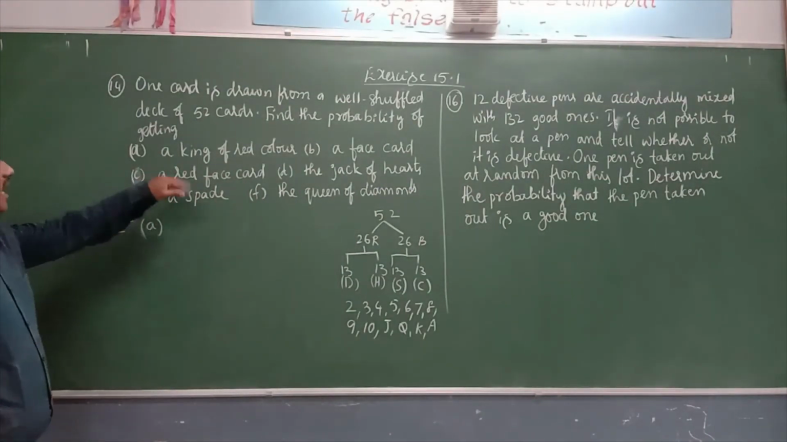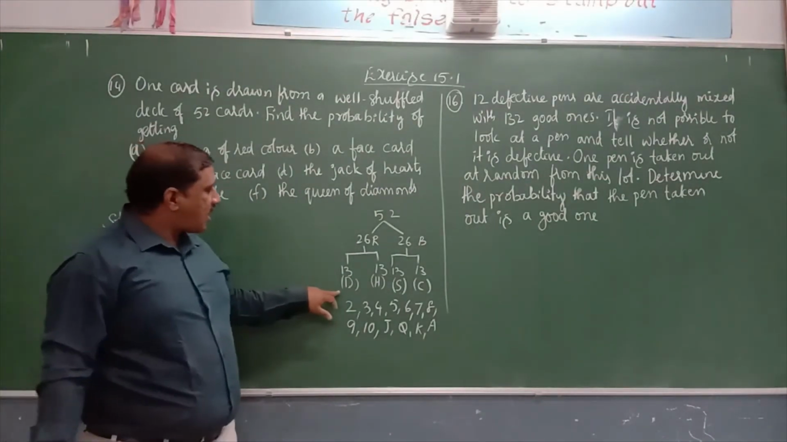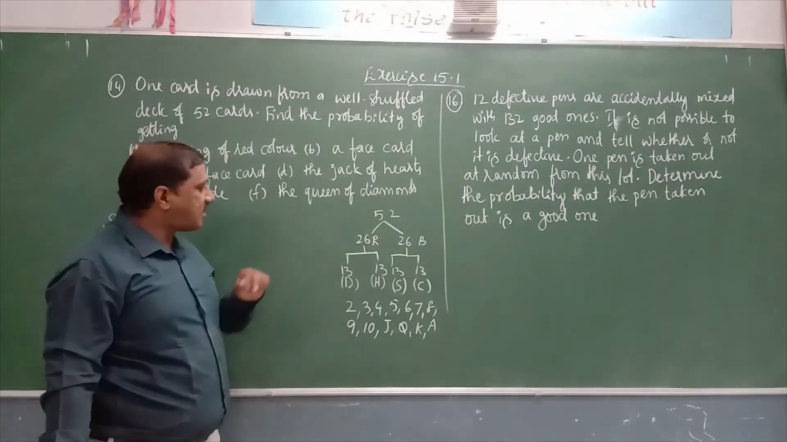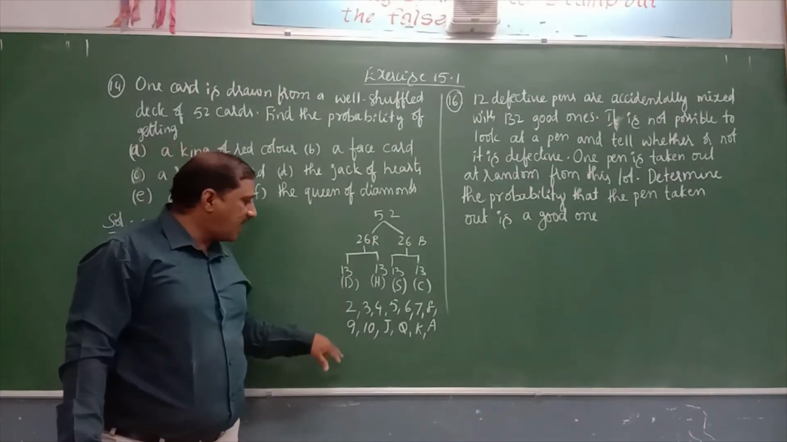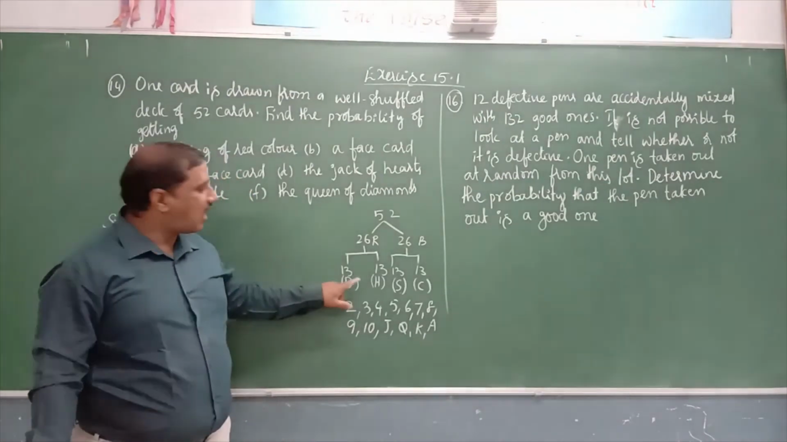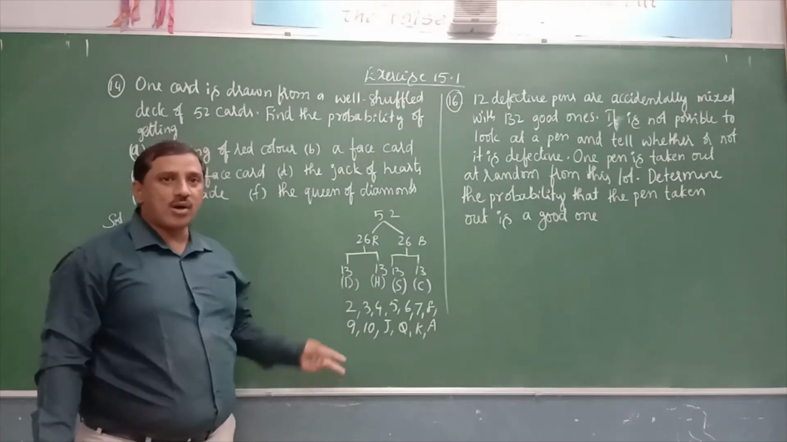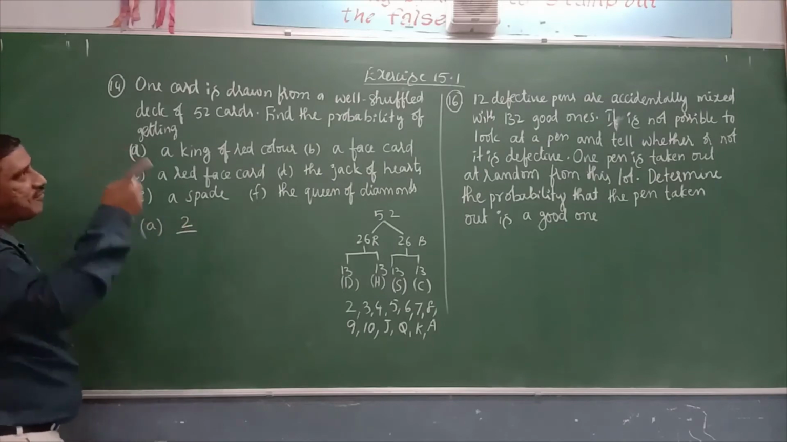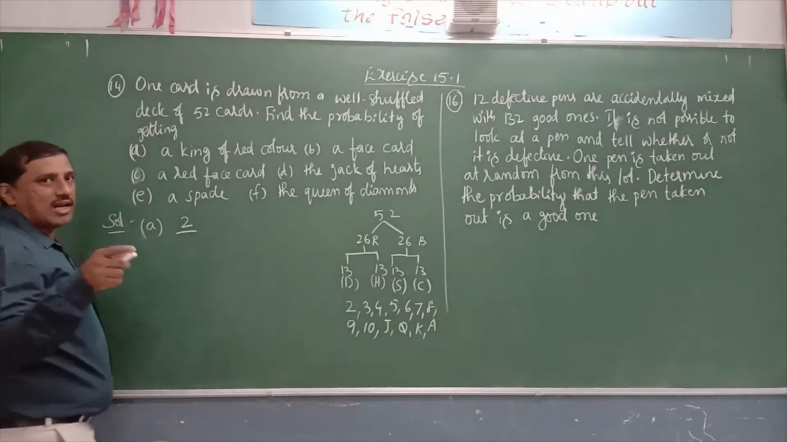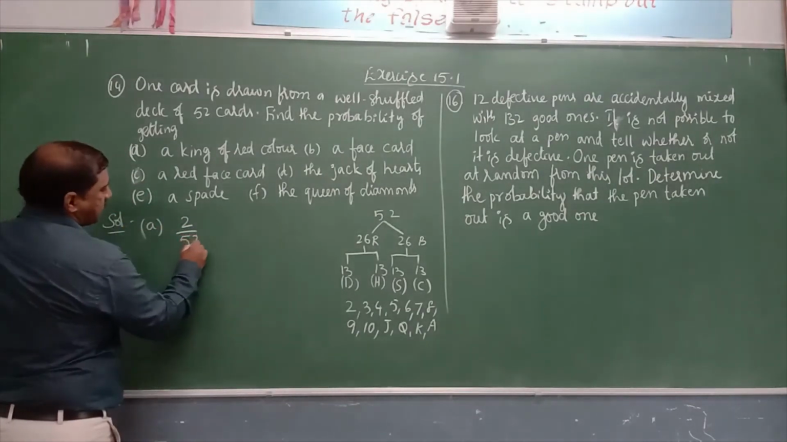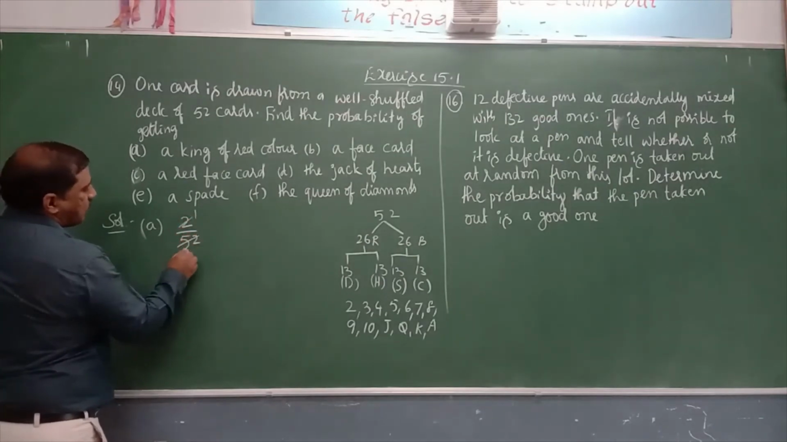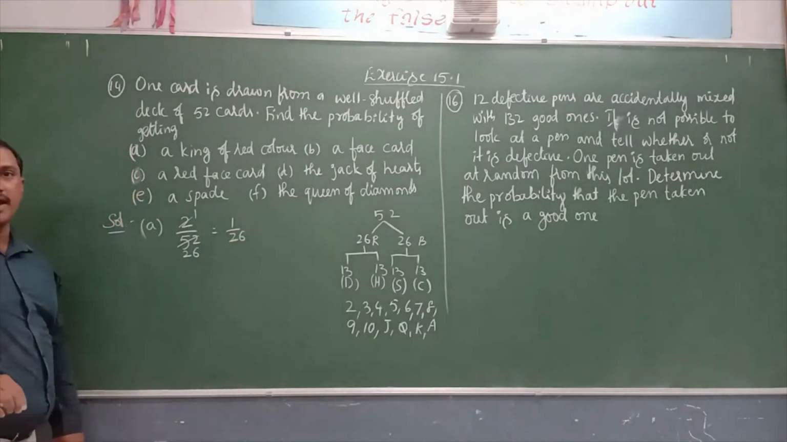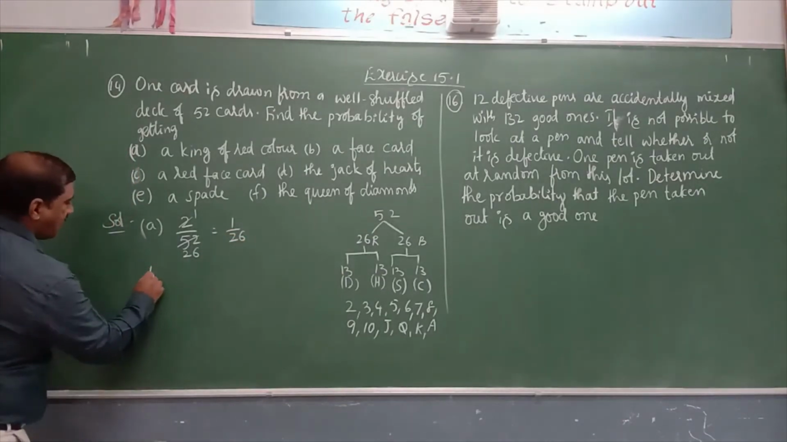The first question: a king of red color. Here, how many red color cards are there? 26 cards are red. From that, how many kings are there? One from diamonds and one from hearts. So the total number of red kings is 2, divided by the total number of possible outcomes, that is the total number of cards, 52. Simplify: 2 ones are 2, 2 twos are 4, 2 twenty-sixes are 52. So it is 1 by 26.